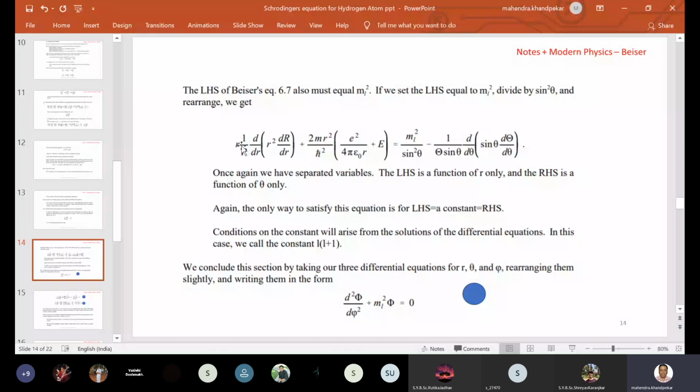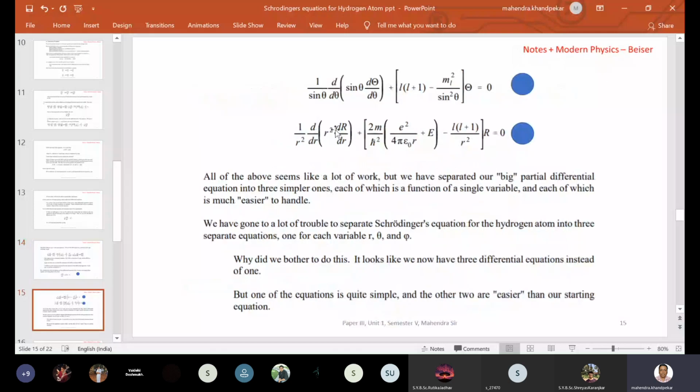This first term here, the R part, you can separately equate to l(l+1). Similarly, the right hand side you can equate to l(l+1), and then you get these equations. Of course ml square is there and you have to rearrange it. So this is the second differential equation and the third differential equation.